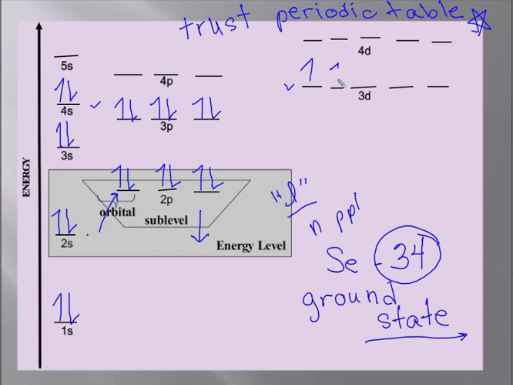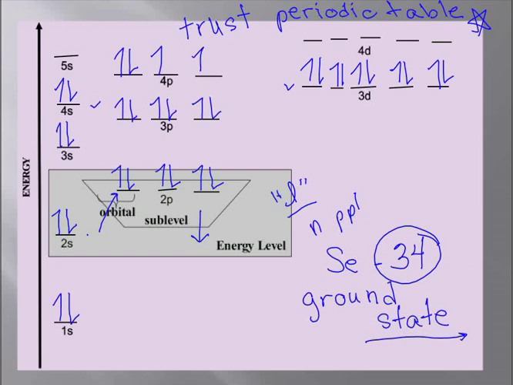Aufbau, Pauli. Now we have Hund. Hund's rule, I'm in a sublevel. I'm going to put them in unpaired before I pair them. And now I've got selenium. I have 4 more electrons left. Aufbau says go to the next lowest energy. Hund says unpaired before paired. Pauli says spins opposite, so no 2 electrons can have the same 4 quantum numbers.